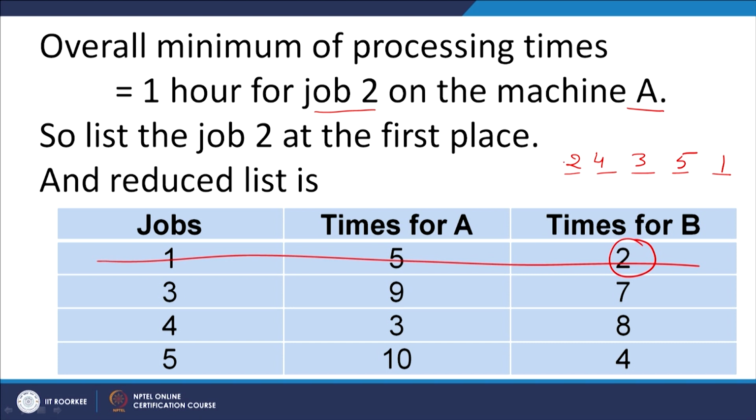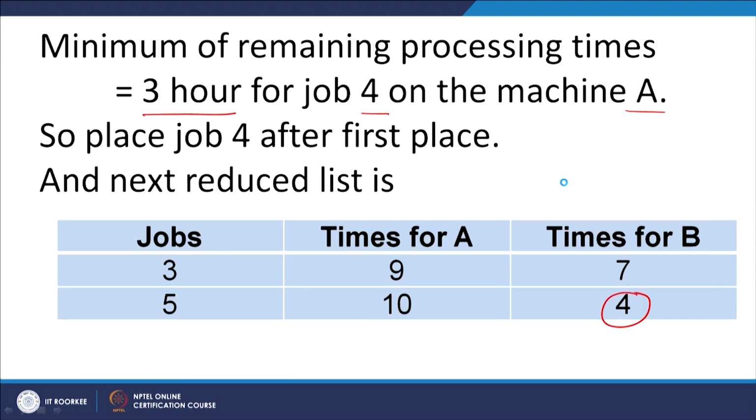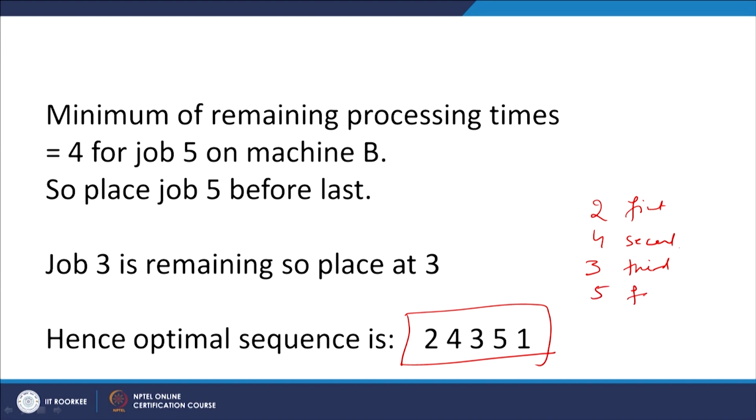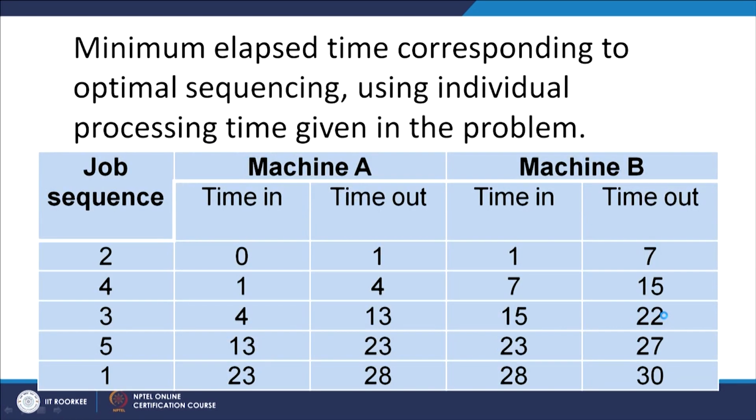So, this means that 2, 4, 3, 5, 1, this is the way in which the processing has to be done. So, this means the second job should be done first, the fourth job should be done second, the third job should be done third, the fifth job should be done fourth, and the first job should be done at the fifth place. So, with this we have got the optimum sequence in which the jobs should be adopted.